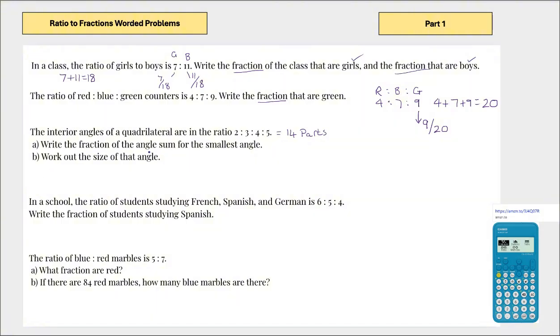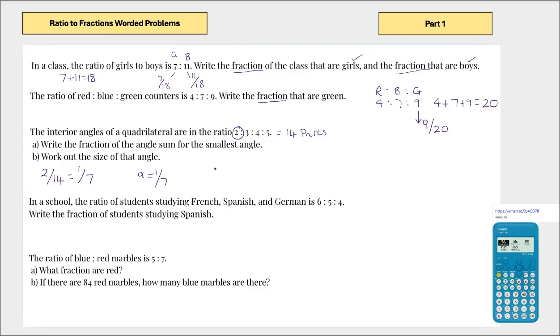Write the fraction of the angle sum for the smallest angle. So let's look for the smallest angle. 2 is our smallest angle. So it's going to be 2 over 14, and we can simplify that. 2 goes into 2 once, 2 goes into 14 7 times. So the answer for A equals 1 over 7.